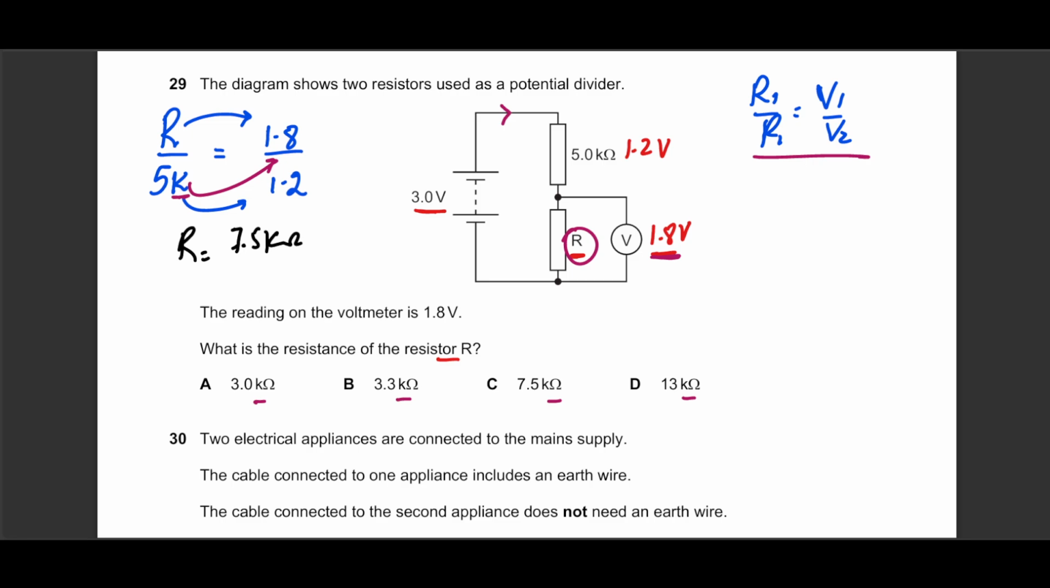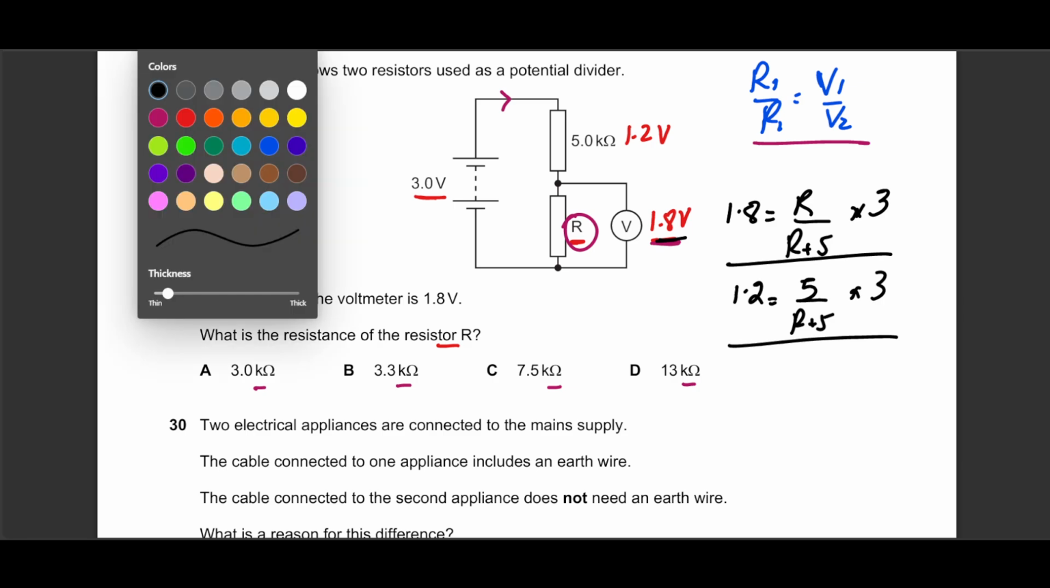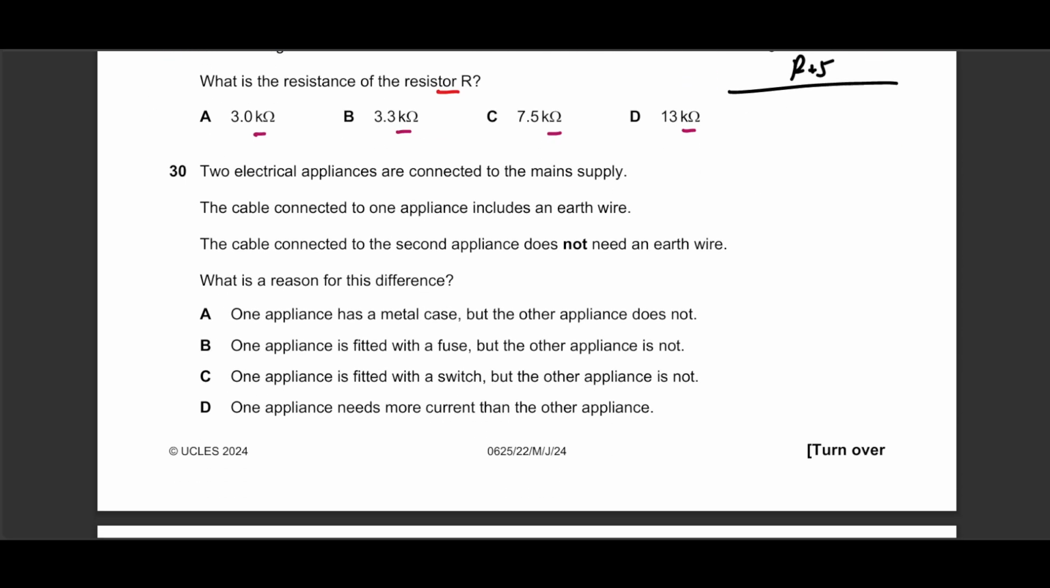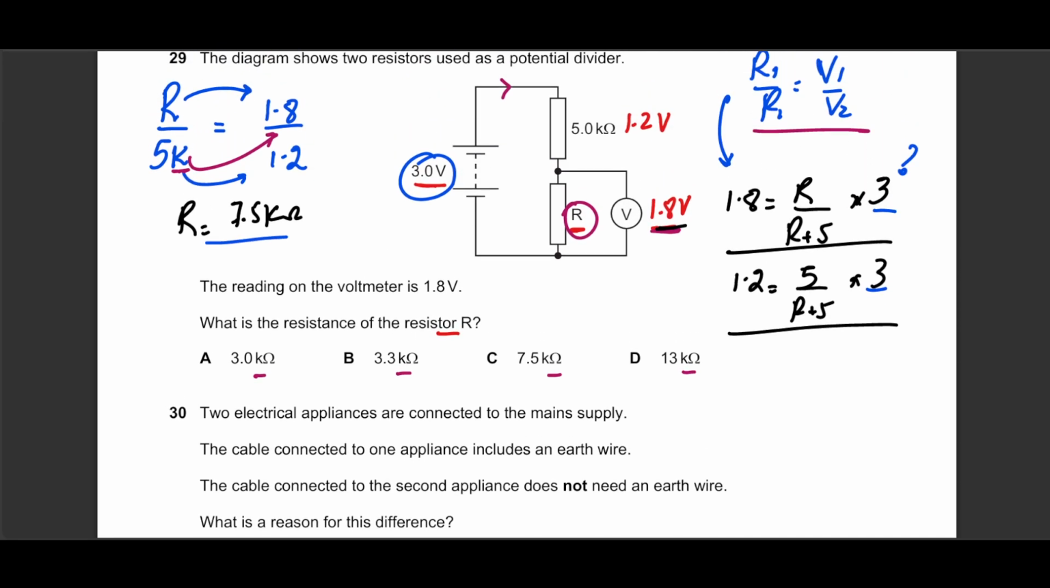Also, what you could have done is use the potential divider rule or potential divider formula, which would have been 1.8 equals R divided by R plus 5 multiplied by 3. Or it could have been 1.2 equals 5 divided by R plus 5 multiplied by 3. You'll have to watch my lectures on current electricity to understand where we got these equations, but basically we are rearranging these equations for the whole system of the battery as 3 volts. But anyways, the answer when you calculate this is going to come out as 7.5, which is option C.